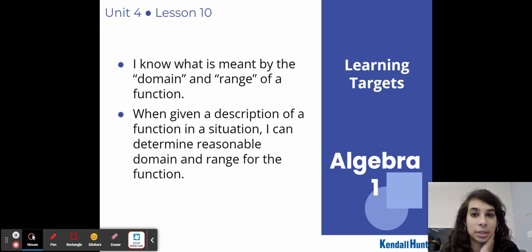Last but not least, our learning targets. I know what is meant by the domain and range of a function. When given a description of a function in a situation, I can determine the reasonable domain and range for that function. And so we'll talk about this more in the next class, and I look forward to seeing you then.